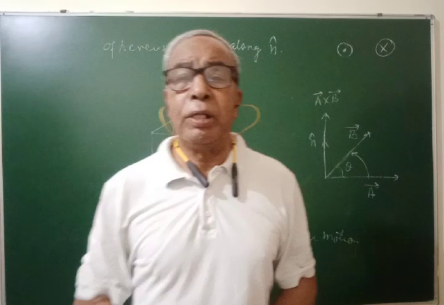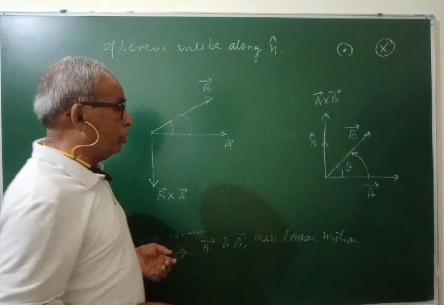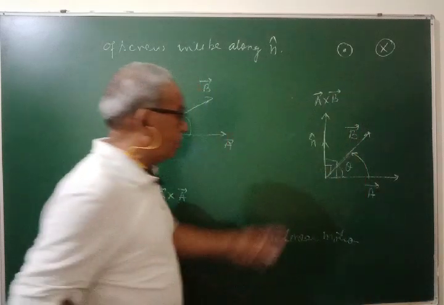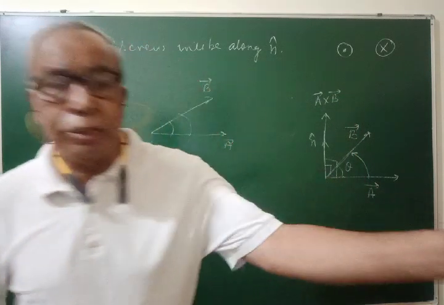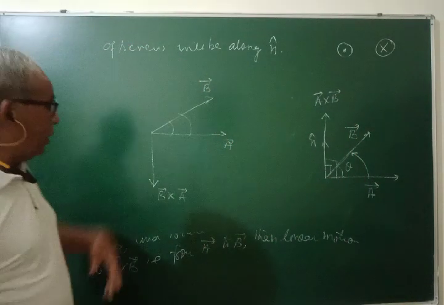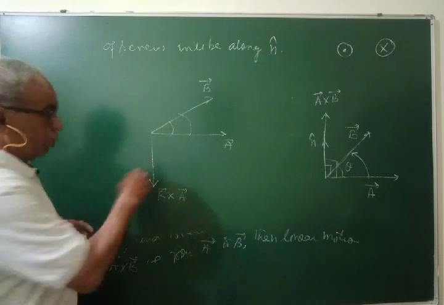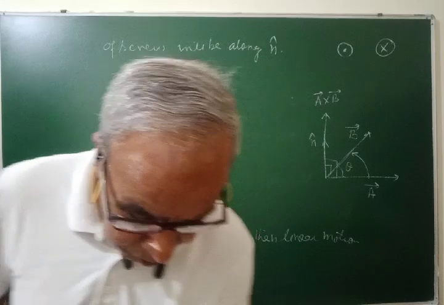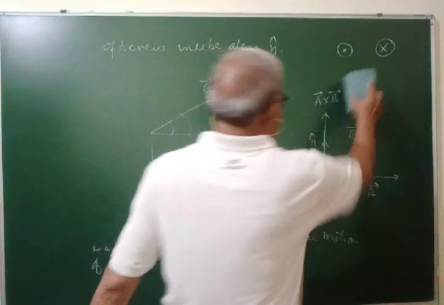When I was a student, I was very much confused. We were told this angle is 90, then how can it be 90? It is 90 because it is like this. So B cross A is normal to the plane of the board and into it. So they are in opposite directions.